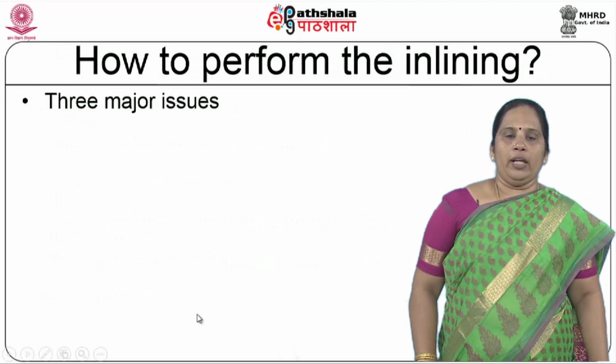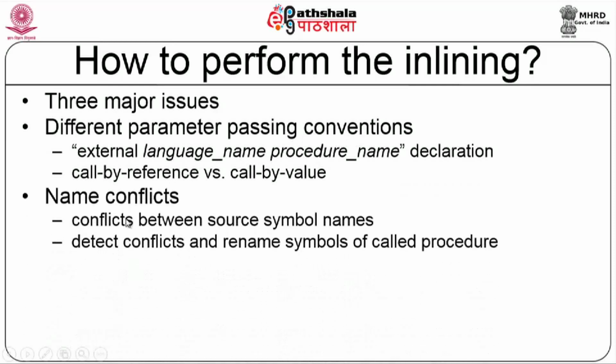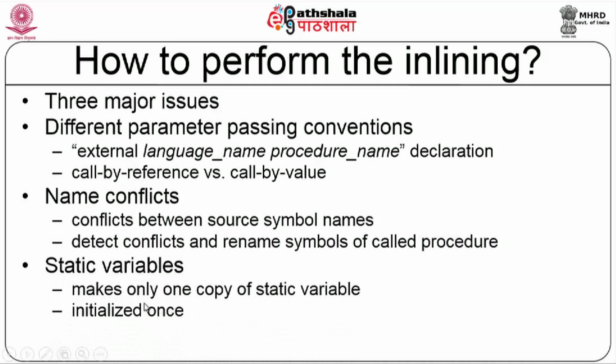So, how to perform inlining? There are three major issues to handle. The parameter passing technique should be considered, and name conflicts should be resolved. Conflicts between source symbol names should be detected, and the symbols of the called procedure renamed. And for static variables, make only one copy of the static variable, and it is initialized only once. So, these three things are done for performing inlining.